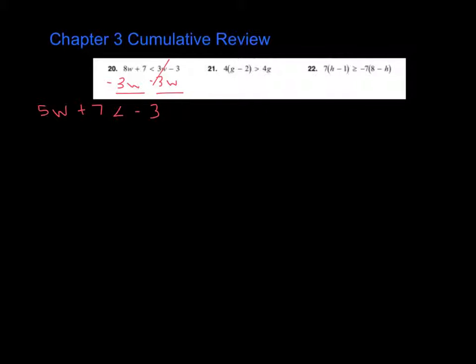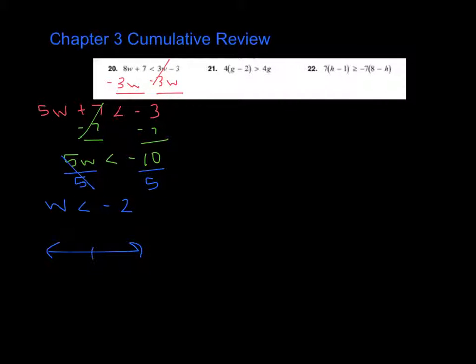The opposite of adding 7 would be to subtract 7 from both sides. And when I do that, I get 5w is less than negative 10. The last step, the opposite of multiplying by 5, would be to divide by 5. So when I do that on both sides, I find out that w must be less than negative 2. If I was going to graph that on a number line, that would be an open circle on negative 2, pointing to the left. All right, why don't you pause and see if you can do 21 and 22, then restart the video and check your work with mine.